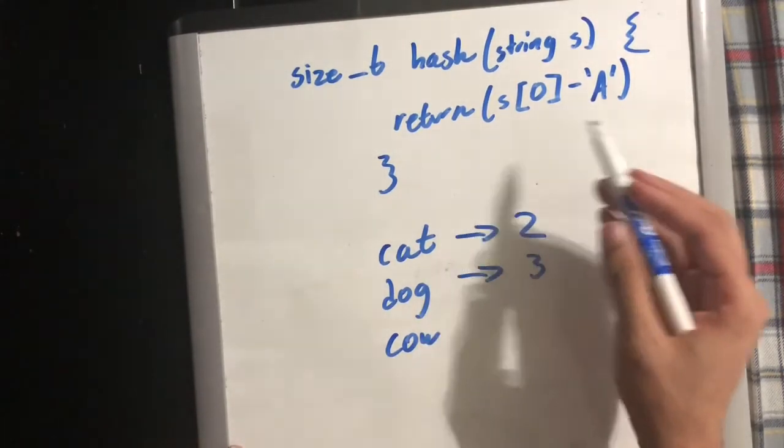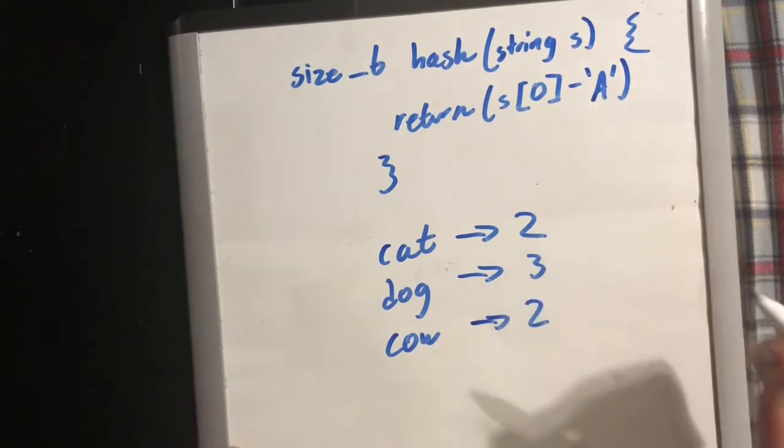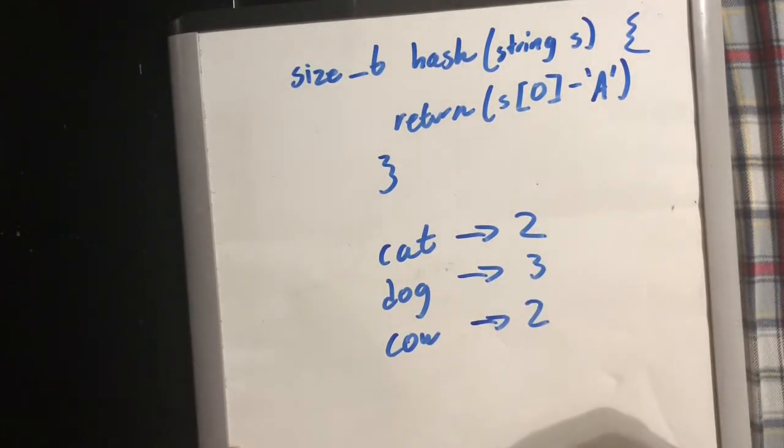We figured that C minus A is 2, but wait a minute, I already had something at 2. This is called a collision, and it's very common with these types of functions. We try to avoid them with all the functions that we write, but sometimes it gets a little hard to deal with collisions. So we have to figure out a way to map it anyway. That's what collision resolution is, which we'll be learning soon.